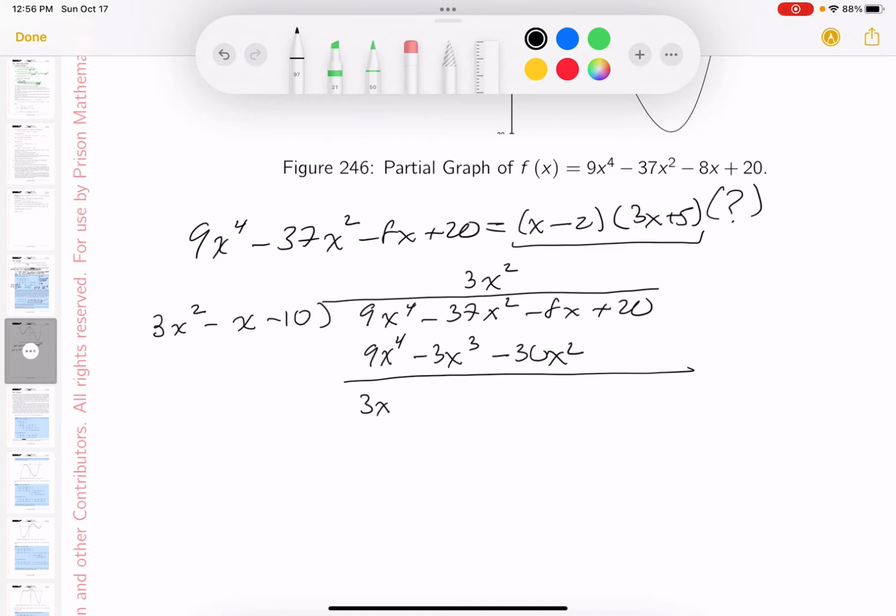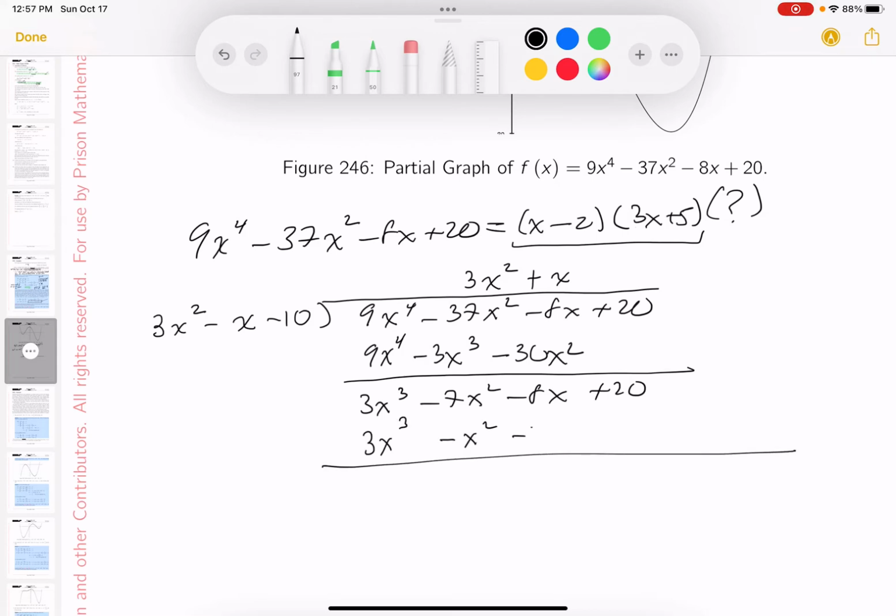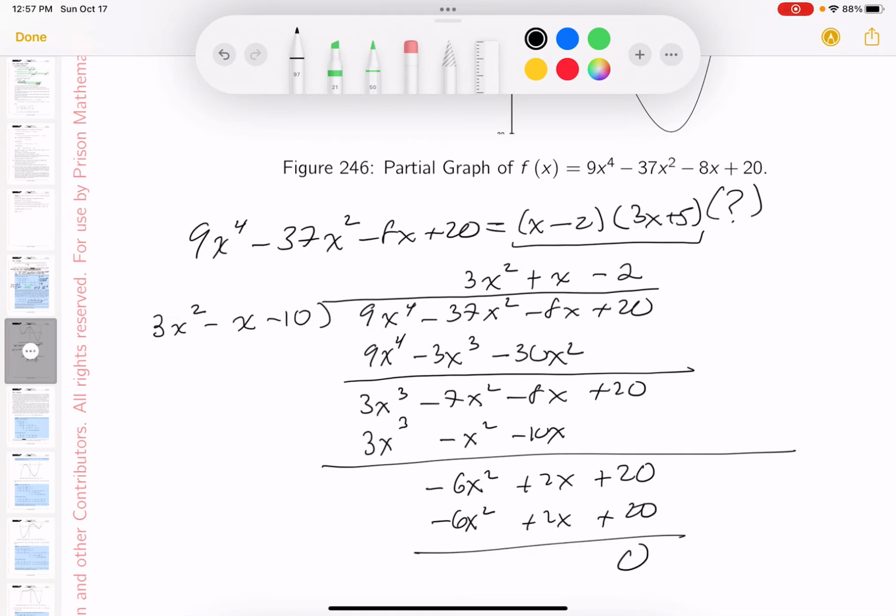You're going to get 3x cubed. Let's see, minus 7x squared. Minus 8x plus 20. And again, if things are not working, I probably made a mistake somewhere. I'm going to say minus x. No, not minus x, plus x, right? It's going to be 3x cubed minus x squared minus 10x. Let's subtract. You get minus 6x squared plus 2x plus 20. And then I need to multiply by what? Minus 2, right? So it can be minus 6x squared plus 2x plus 20, which is 0. So I know the missing factor now.